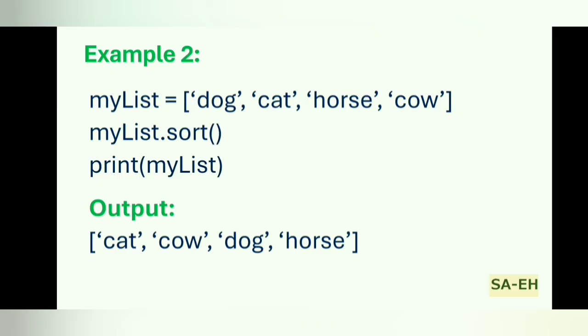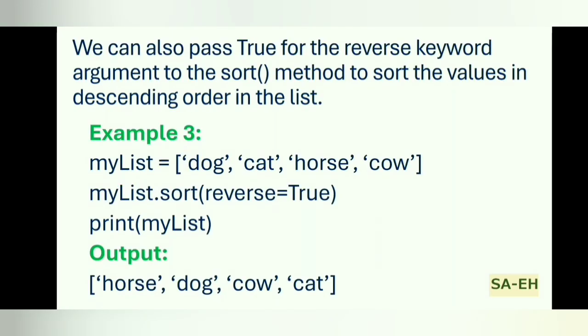The print statement print myList will print the output. The output is cat, cow, dog and horse. The return value of the sort method is None. The sort method does not create a new list, rather the list is modified in place. We can also pass True for the reverse keyword argument to the sort method to sort the values in descending order in the list.